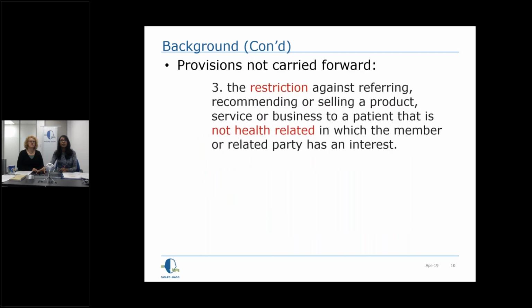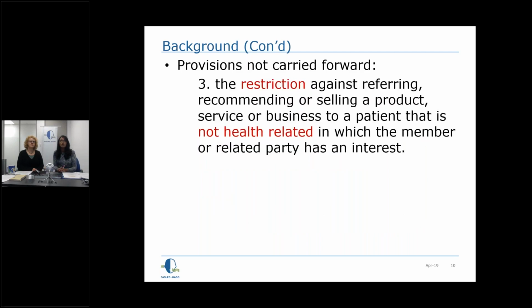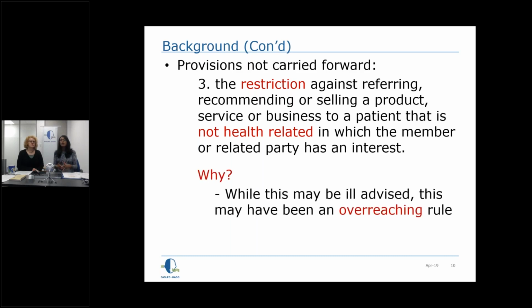A third provision that was not carried forward was the restriction against referring, recommending, or selling a product, service, or business to a patient that is not healthcare related, in which the member or related party has an interest. Now, while this may be ill-advised in certain circumstances, it really should be considered on a case-by-case basis. And so ultimately, the ICRC determined that this rule was overreaching. It really was too broad sweeping for the cases where it might be reasonable for this type of recommendation to occur.